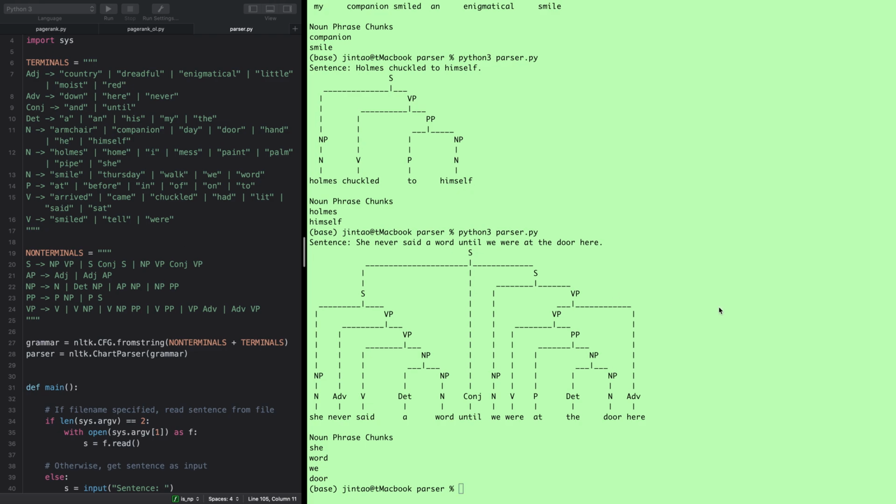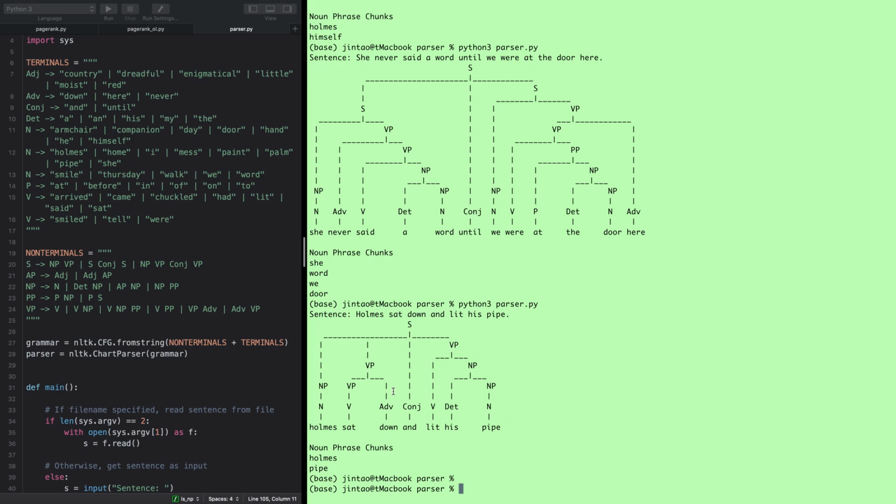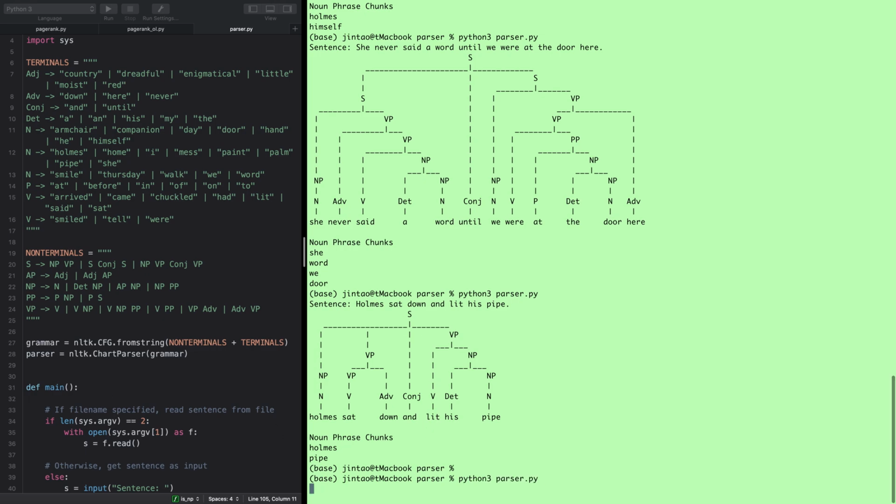Let's try the next one. Yeah, this looks good. Holmes sat down and lit his pipe. So if there's a conjunction word and two parts, actually, it can be separated. We can share the noun phrase, but the verb phrase can be independent. Okay, let's try the next one.